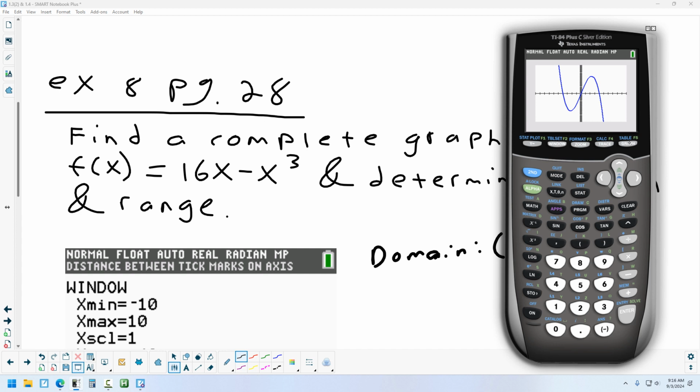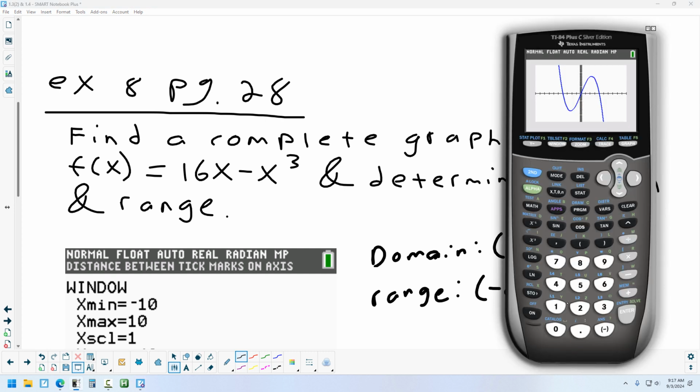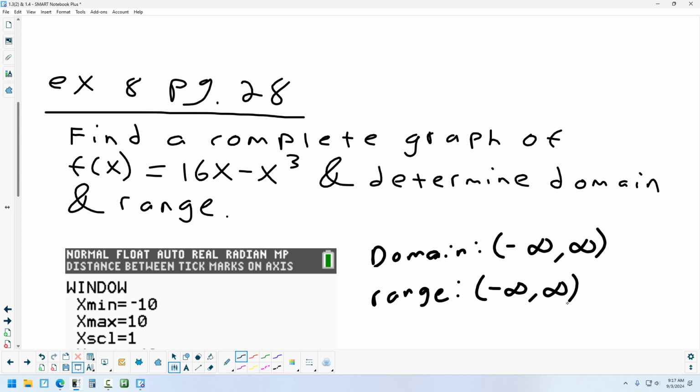How high and low do you think this graph goes? Yeah, forever. So what would you say the range is? Yep, that's also all real numbers, negative infinity to infinity. So this graph goes up and down forever, and it will go left and right forever. Any question on that one?